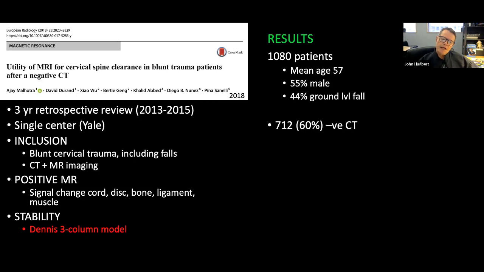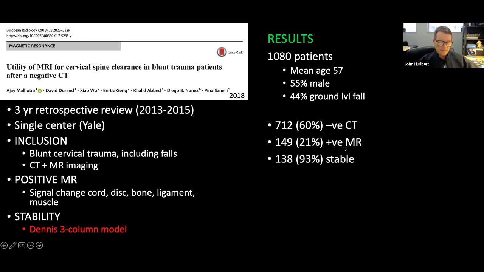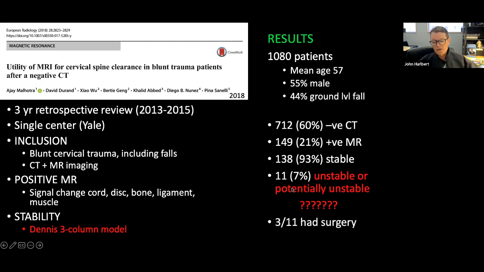712 or 60% had a negative CT. So again, in our trauma centers, if the CT is negative, that often is a stopping point for us. But here in their case, 712 had a negative CT, of which 149, so 21%, based on their criteria, had a positive MRI. Of those, 138 or 93% were judged to be stable, and 7% were judged to be unstable or potentially unstable based on this 3-column model. 3 out of 11 had surgery.